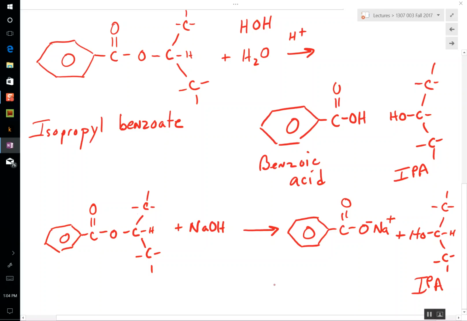This is isopropyl alcohol over here on the right. Here was the original name of it, benzoate. It's not going to change. So just sodium benzoate. Sodium benzoate, yes. Sodium benzoate. All right, see the similarity and the slight difference? Here's saponification, there's hydrolysis.